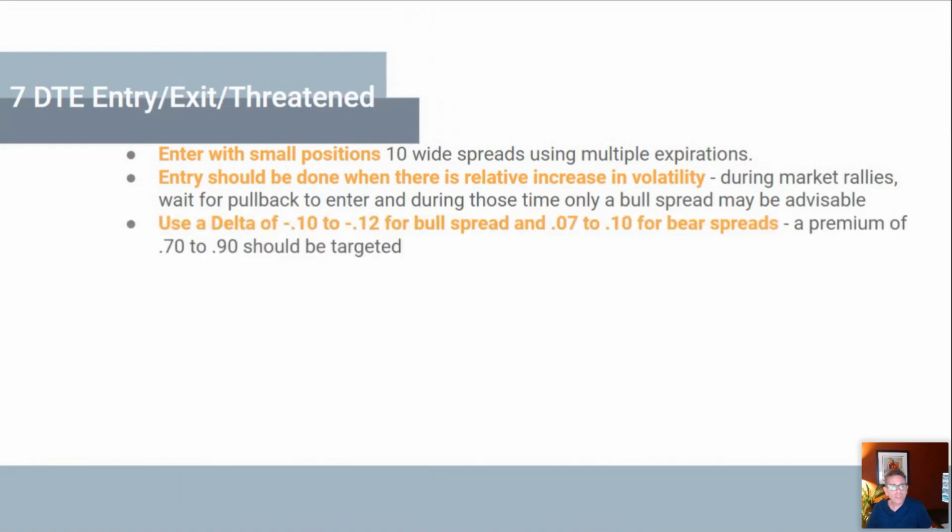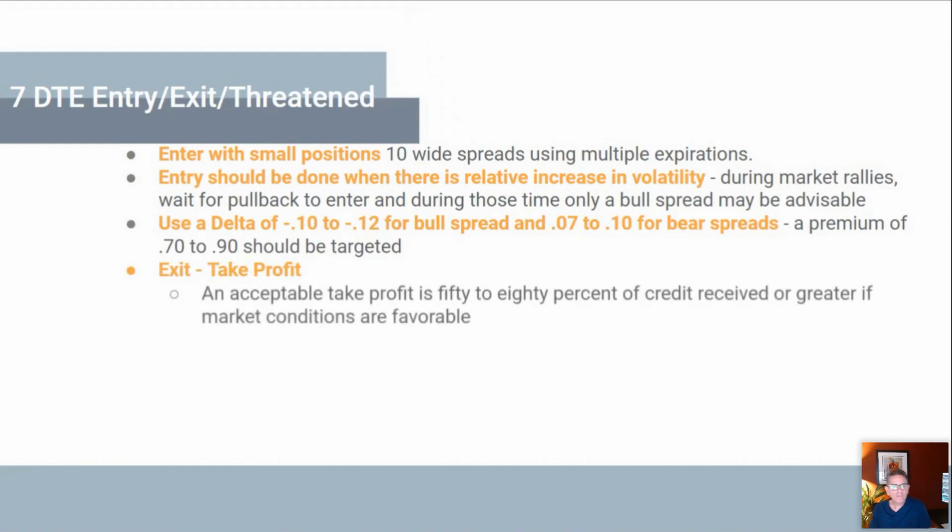What I use is a delta of 10 to 12 for bull spreads and 7 to 10 for bear spreads. And the reason they're different is because I want to have more distance on the call side, because inherently the call side is always closer to the market based on the delta than the put side. And I think we talked a little bit about that. Take profit: you want to take profit at 50 to 80% of your credit received. And that's conservative. A lot of times I'll wait for 10 cents to get out.